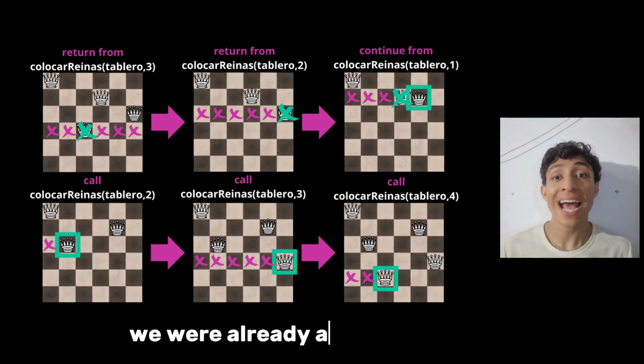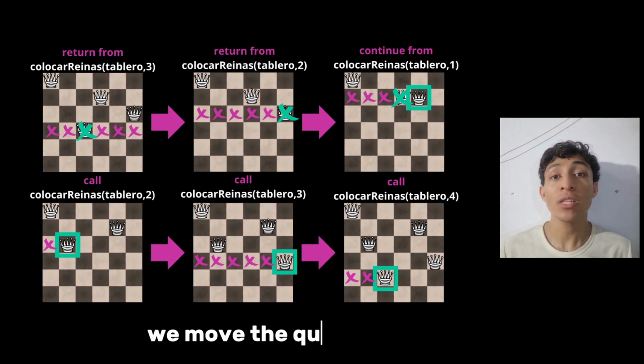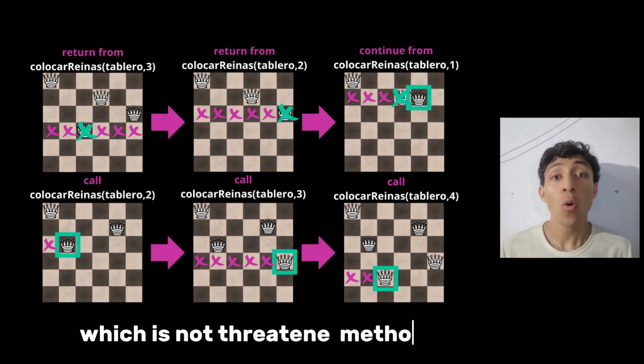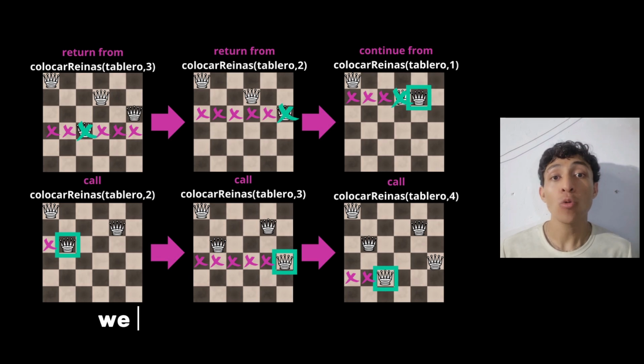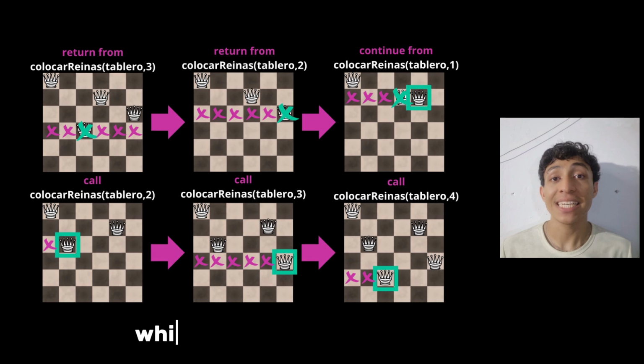We were already at the last column. Return from method row 2 to row 1. We move the queen to column 4, which is safe. Mirror call at row 2. We place the queen in column 1, which is not safe. Mirror call at row 3. We go through our columns until we find column 5, which is safe.